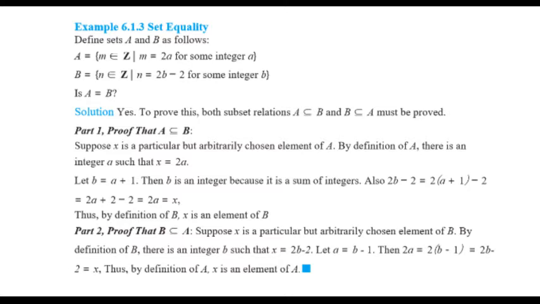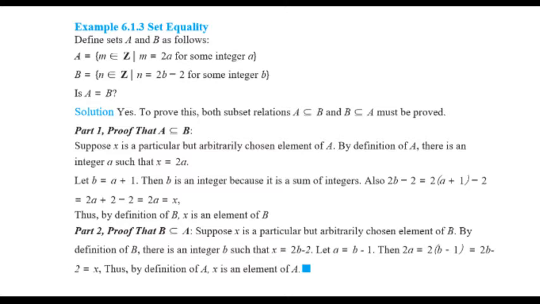So 2B minus 2 becomes 2 times A plus 1 minus 2. If we further simplify it, we'll get 2A plus 2 minus 2, which is equal to 2A. And since x was 2A, we reach x. So we conclude that x is equal to 2B minus 2, right?